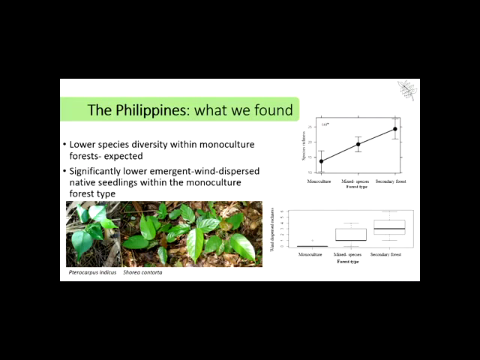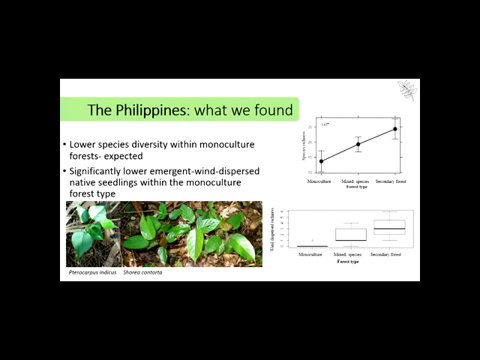So what did we find? Well, in the Philippines, just using pure species diversity, we found significantly lower diversity within the monoculture plantations, and this is what we expected to find. And so the mixed species plantations were intermediate between the two, and then the secondary forest was the highest.